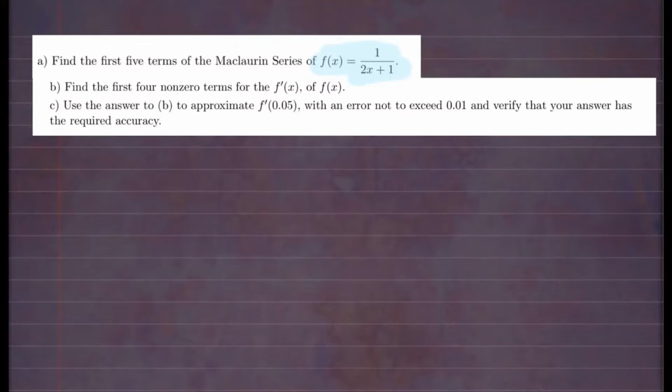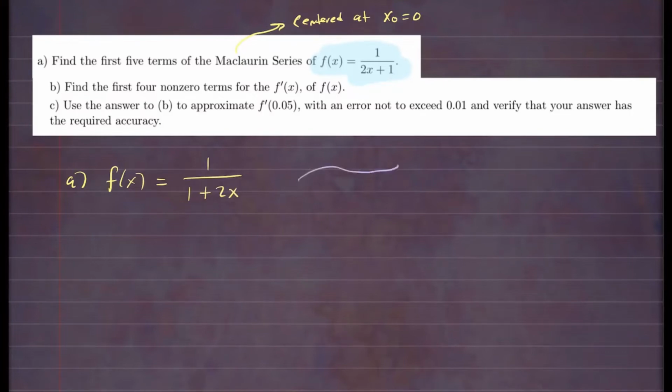So for the first problem, since it is the Maclaurin series, that means we're going to center at x naught equal 0. When you have your power series centered at some x naught, a Maclaurin series means the center is actually 0. So I'm going to go ahead and rewrite f of x. For part A, we can write f of x in this form: 1 over 1 plus 2x. I just rearranged the terms in the denominator. You want to write this in this particular form.